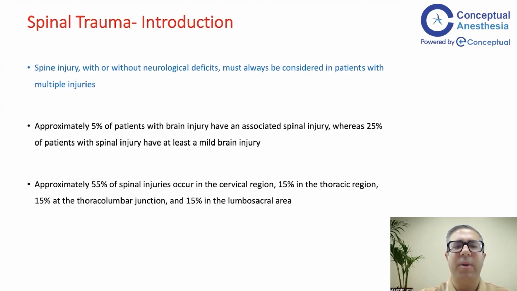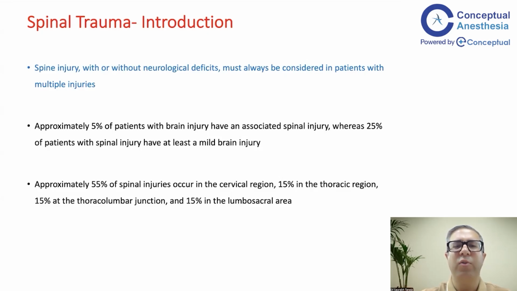So, spinal trauma as an introduction, spine injury with or without neurological deficits must always be considered in patients with multiple injuries. So, we often hear about the term polytrauma. So, when such a patient comes to us, we should always think about whether the patient is having a spinal injury or is not having a spinal injury. And just to tell you how frequently this happens, approximately 5% of the patients with brain injury have an associated spinal injury, whereas 25% of patients who just present with spinal injury have at least a mild brain injury. So it is very commonly occurring thing.